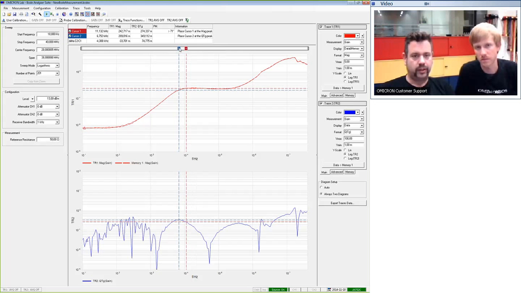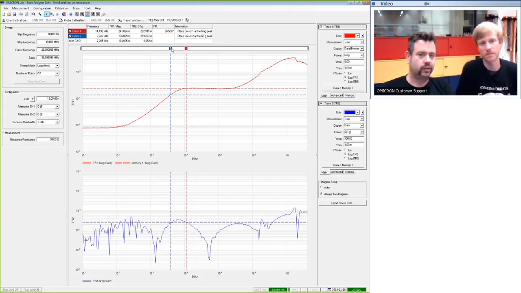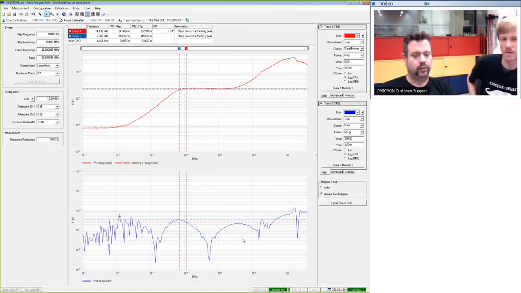If I move it to a wrong position, then maybe I will be able to see some, now I would see 66 degrees, but this is not correct because our peak is here in this area, and then we again get the bigger than 71 degrees.